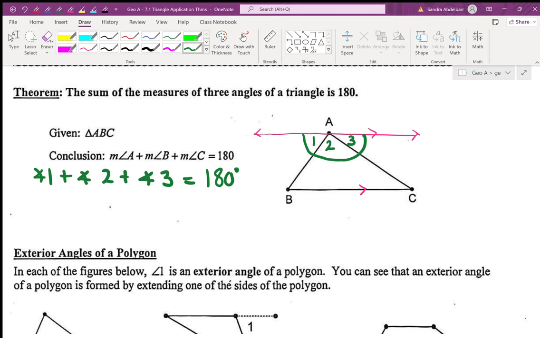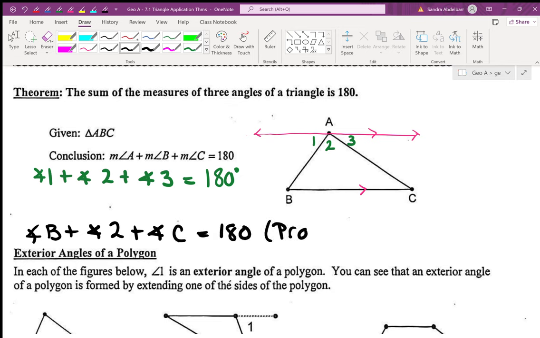All right. And now what we're trying to prove is that the three interior angles of a triangle equal 180. So what we're trying to prove is that angle B plus angle 2 plus angle C equals 180. This is what we want to prove. The three interior angles of a triangle add up to 180. Well, using the parallel lines, we've learned a whole bunch of theorems that could help us out here.